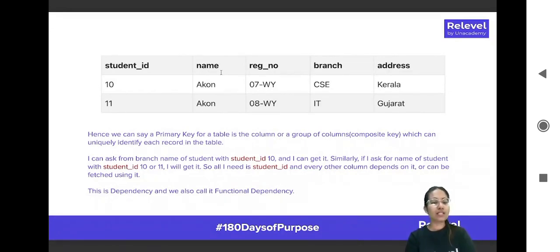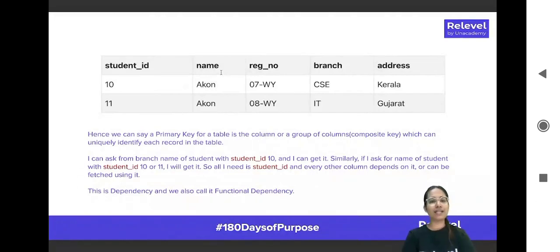Now, I can ask for the branch name of a student with a given student ID and I can get it. If I know the student ID, I can get that student very easily. Similarly, if I ask for the name of a student who has, let's say, student ID 10 or 11, I will get it, because using the student ID I can get the name of the student. Using the student ID, I can get the branch of that student as well. So like I said, all I need is student ID and every other column is dependent on it.